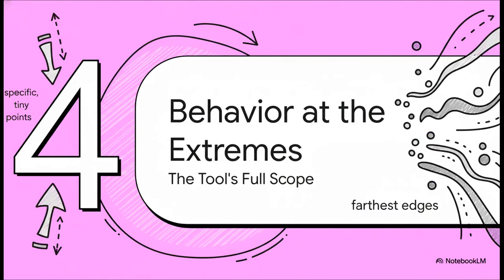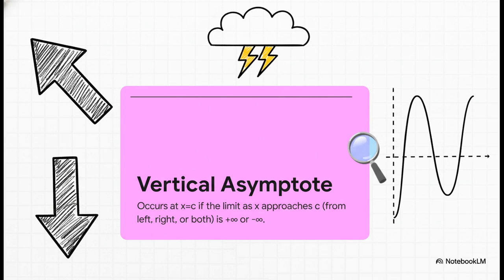Okay, so far we've been using limits like a microscope, right? Zooming way in on these tiny little problem spots. But get this, we can also use them like a telescope. We can zoom out and ask, what does this graph do at its absolute farthest edges, way out towards infinity?